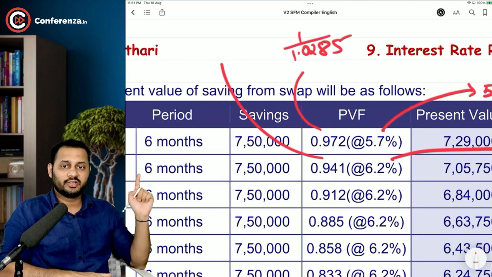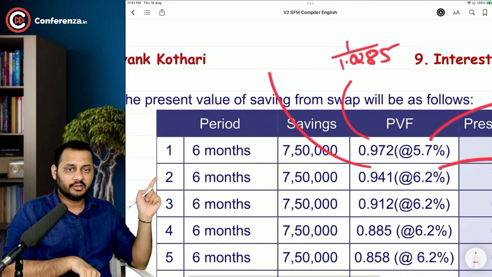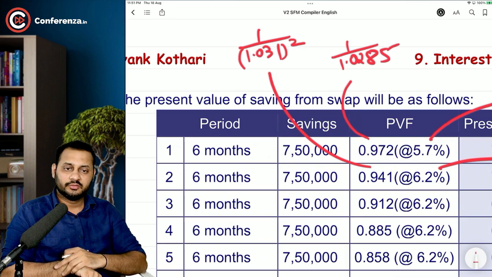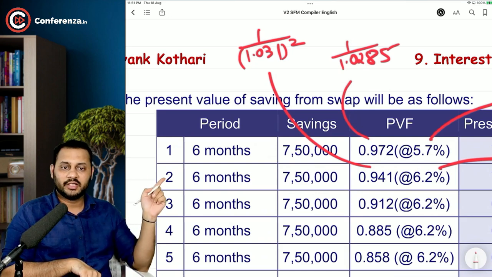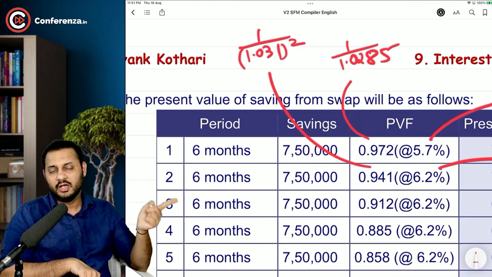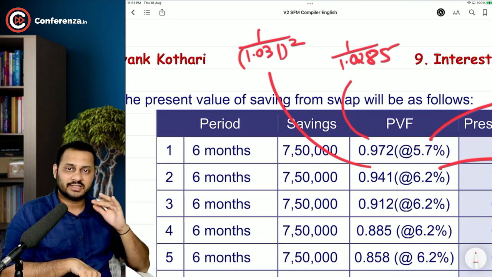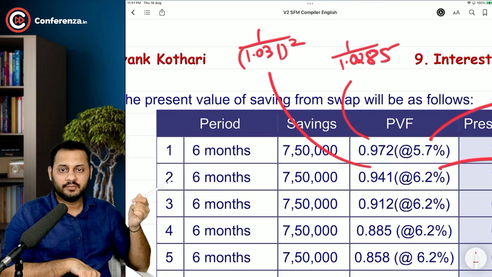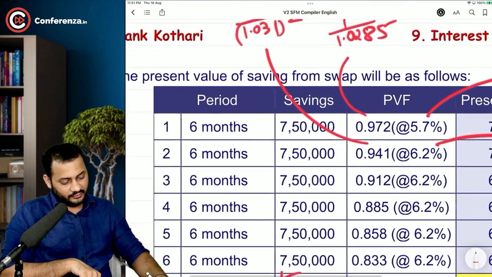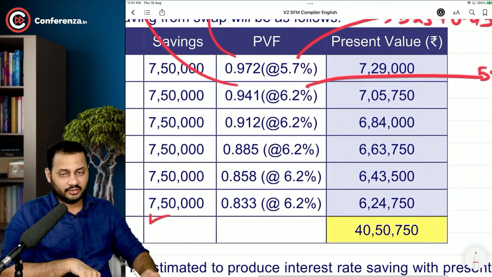0.941. This should be for the second period. Half of 6.2 is 3.1, so 1 divided by 1.031 to the power 2. So when you keep it to the power 2, you will get 0.941, 2 times discounting with 3.1%. However, I am not satisfied with the answer. Because of that, I will tell you why. So first of all, let me just complete this calculation.